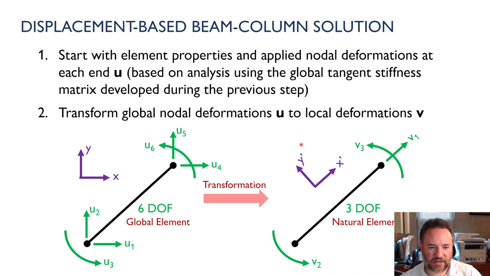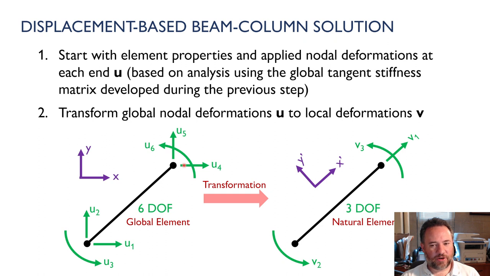And basically what I end up with is, okay, here's my element in the global space, so it could be at an angle. This is U1, U2, U3, U4, U5, U6. All of the deformations, 3 degrees of freedom at each node. Okay, and those are in the same direction as the global axes, right? So my entire system has an x-axis, a y-axis, and these are in the same direction as those, okay?